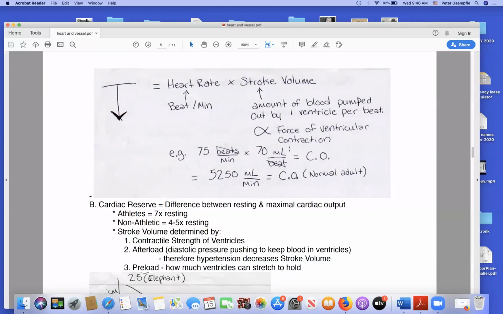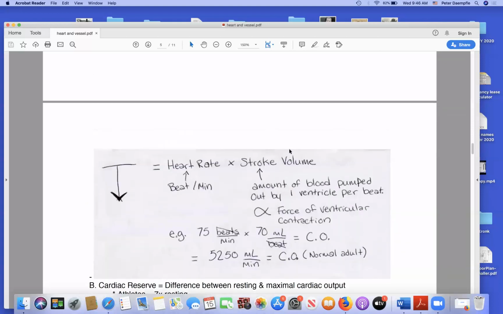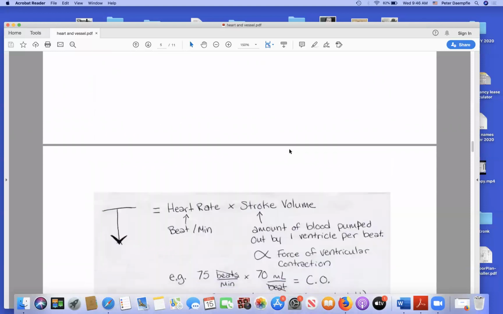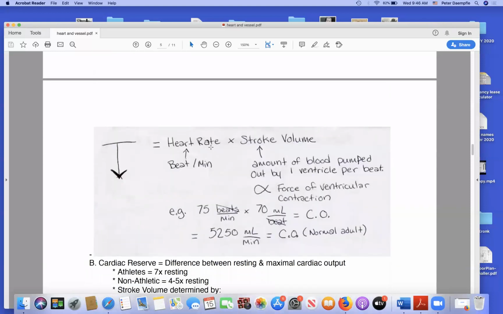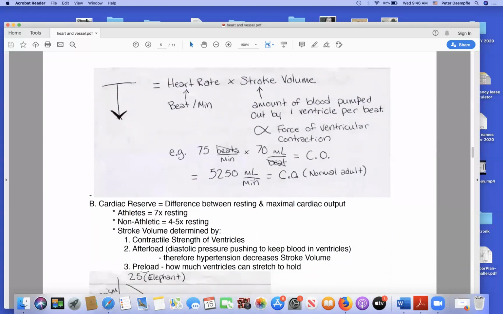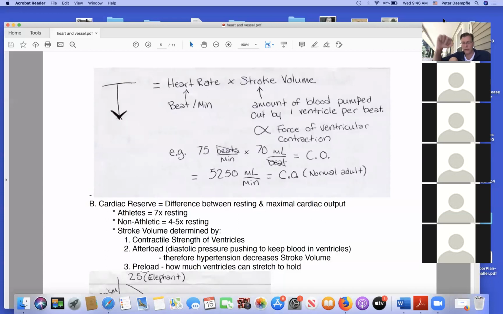To make a long story short, what is cardiac output? How much is put out by the heart per minute? In other words, the left ventricle. So it's heart rate times stroke volume. I know that's a long-winded answer, but our example is 75 beats per minute times, let's say the stroke volume is 70 milliliters per beat. That's how much you're pushing out per beat. Times it together, it's 5250 milliliters per minute. That's a general rule of thumb of the normal adult cardiac output.